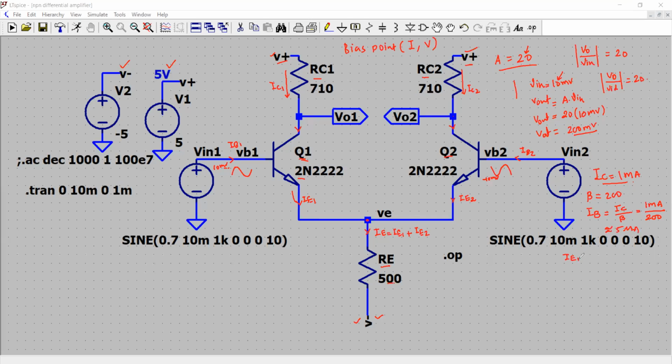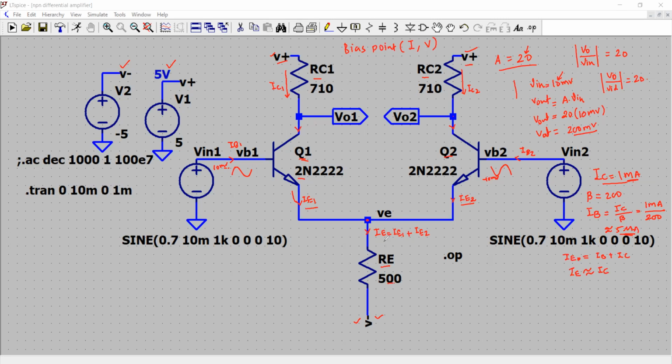And finally, you have IE, that is the sum of IB plus IC. So you see 5 microampere in comparison to 1 milliampere, it's pretty small. So you can approximate IE to be approximately equal to IC. And that is also your emitter current.